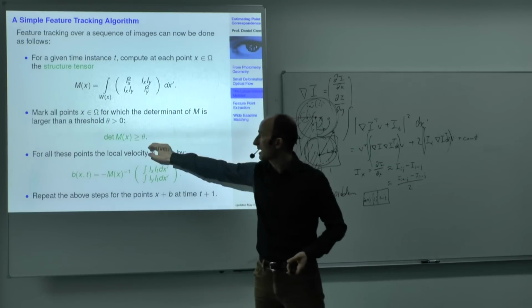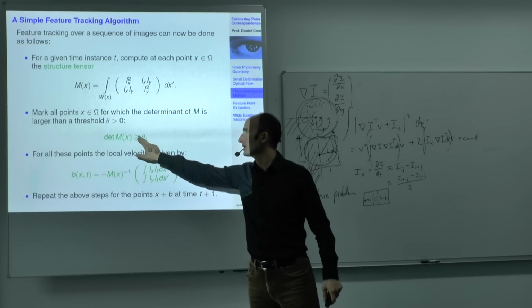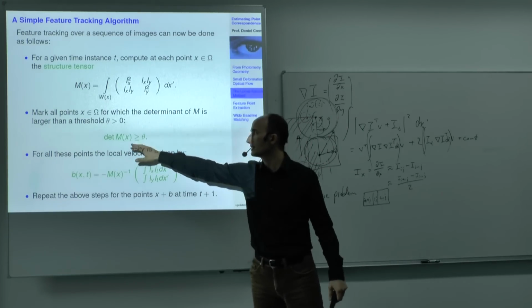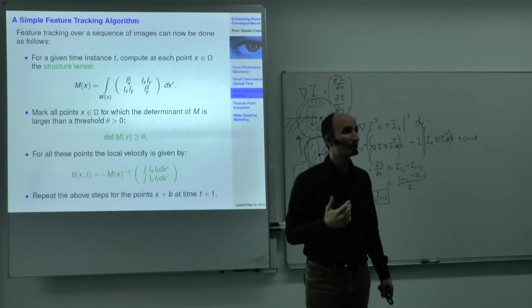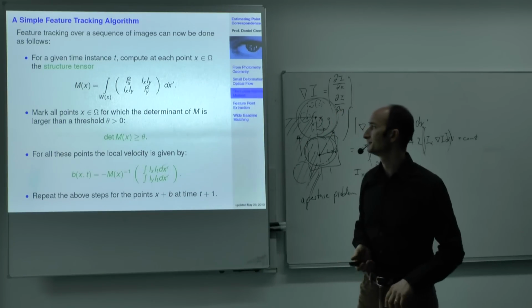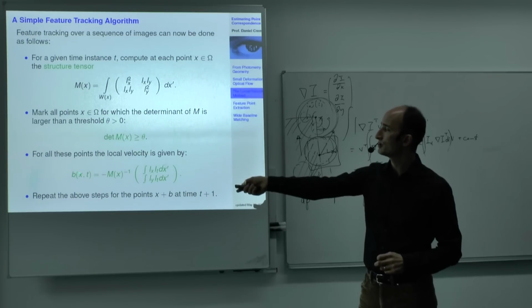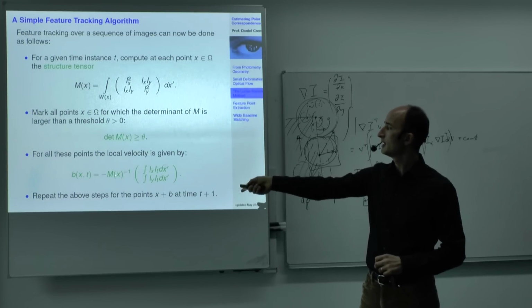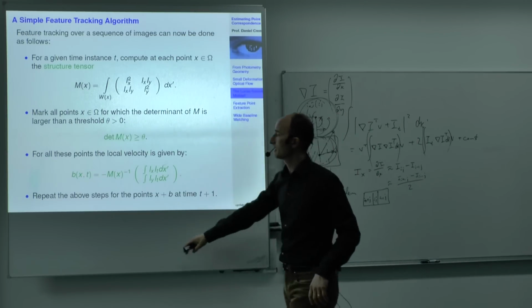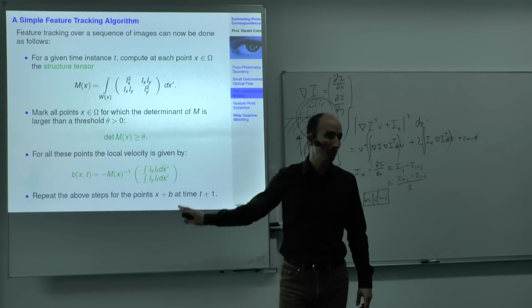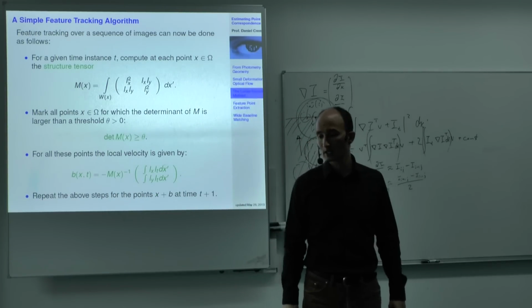So we have that parameter, but then we mark all points where the matrix is invertible in the sense that the determinant is sufficiently large. And then you can assign to that pixel at that time a flow vector that is given by the inverse of that 2 by 2 matrix times this vector that we called Q on the previous slide.